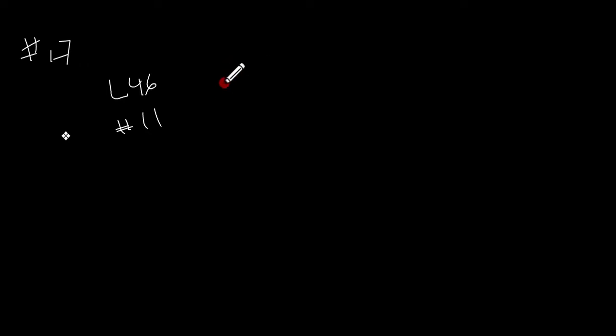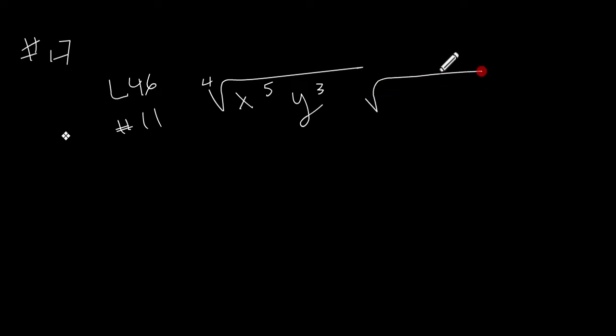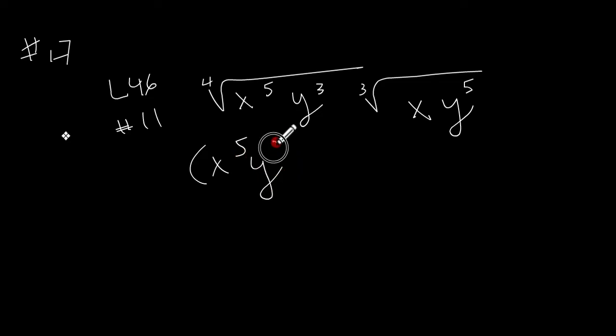Number 17. Okay, it looks like this. The fourth root of x to the fifth, y to the third, times the cube root of x, y to the fifth. Write them as fractional exponents. So x to the fifth, y to the third.